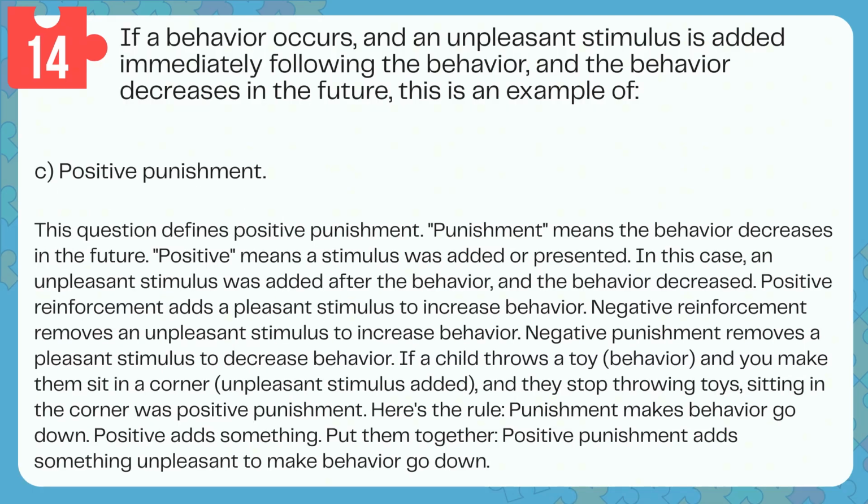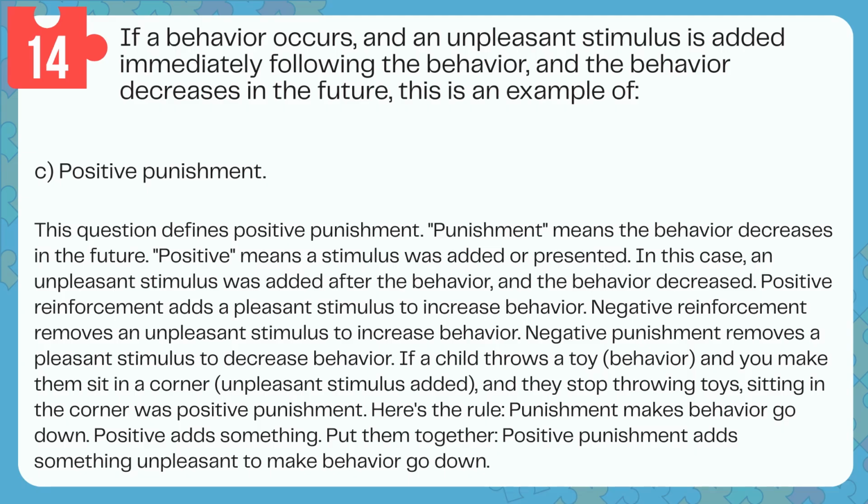Answer C. Positive punishment. This question defines positive punishment. Punishment means the behavior decreases in the future. Positive means a stimulus was added or presented. In this case, an unpleasant stimulus was added after the behavior, and the behavior decreased. Positive reinforcement adds a pleasant stimulus to increase behavior. Negative reinforcement removes an unpleasant stimulus to increase behavior. Negative punishment removes a pleasant stimulus to decrease behavior.